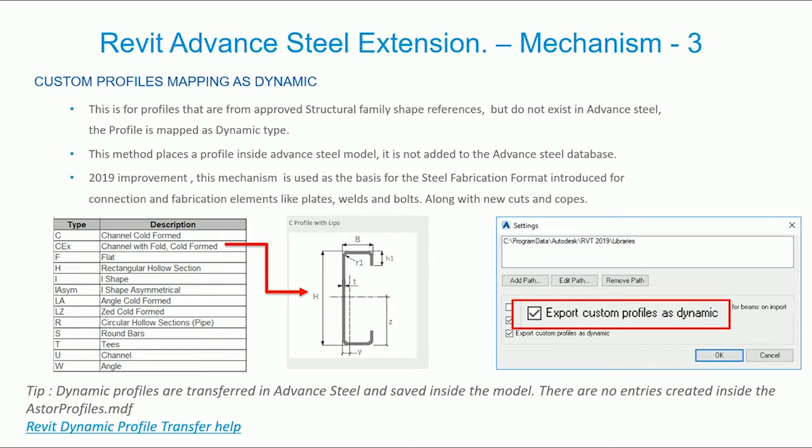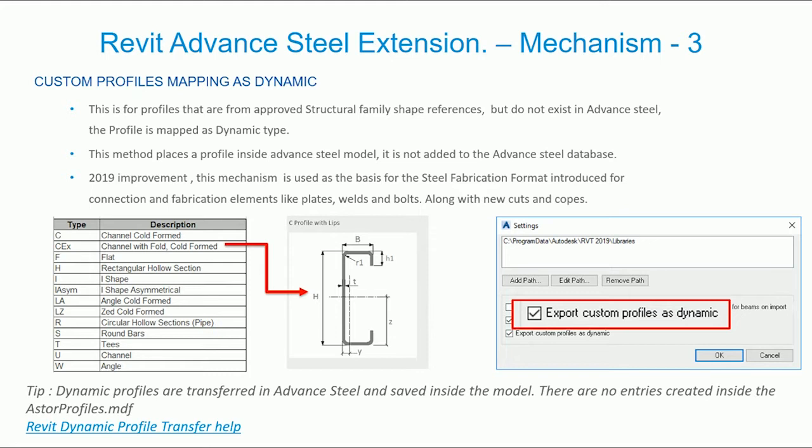So this means that companies that have created their own families, maybe I-beams or something with a slightly different name, or they've got slightly different Kobe data or other metadata associated with it, can use that and still transfer it backwards and forwards, and it will come into Advanced Steel and be shown inside Advanced Steel.